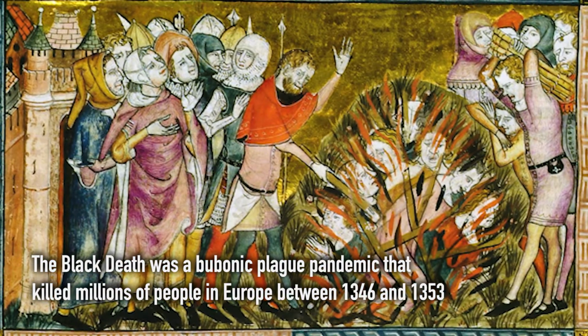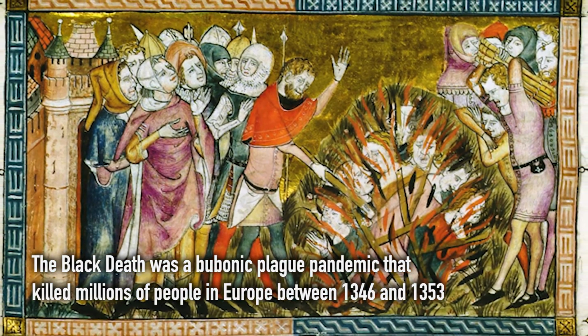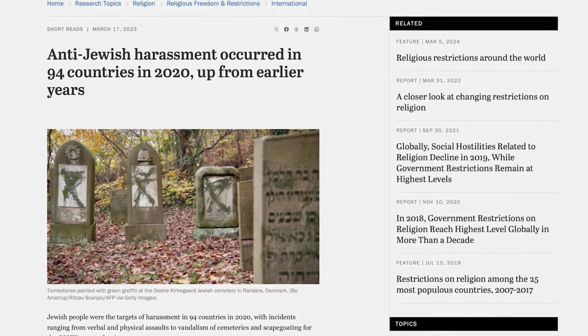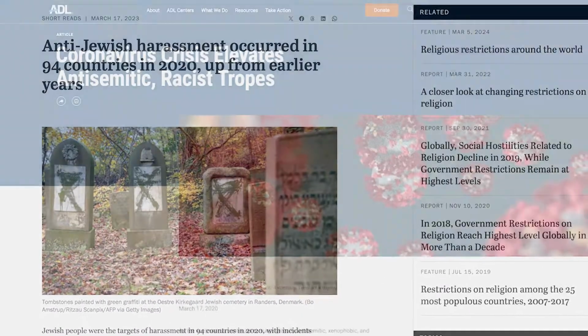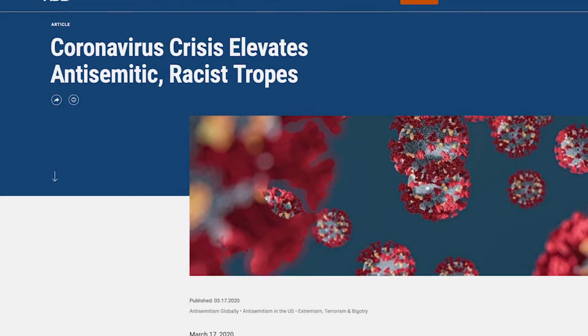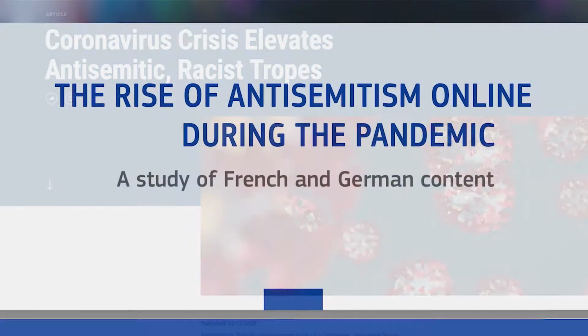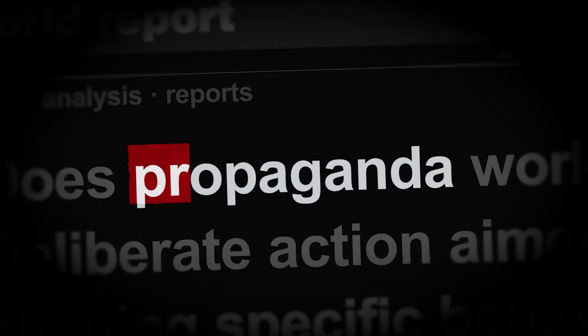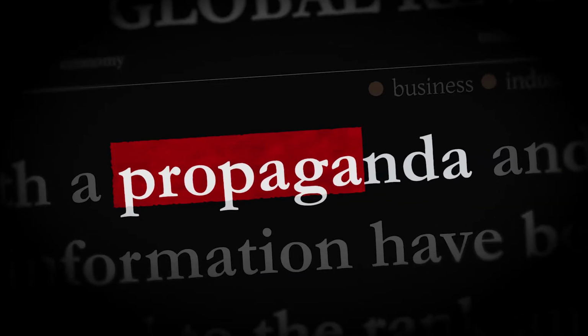During the plague known as the Black Death, many Jews were attacked because of false claims blaming them for the crisis. Similar sentiment emerged during the more recent COVID-19 pandemic, when disinformation spread online, once again blaming Jews for the spread of disease, maliciously and falsely. These examples can also be considered propaganda.